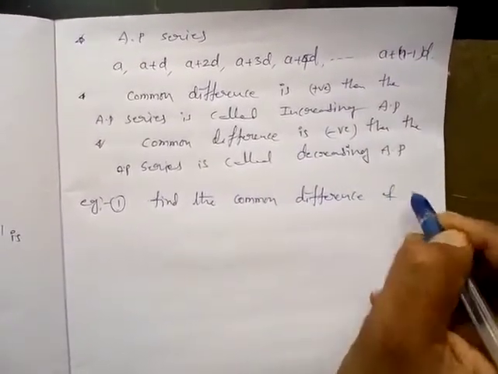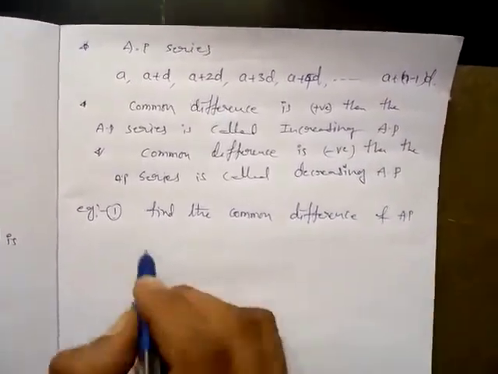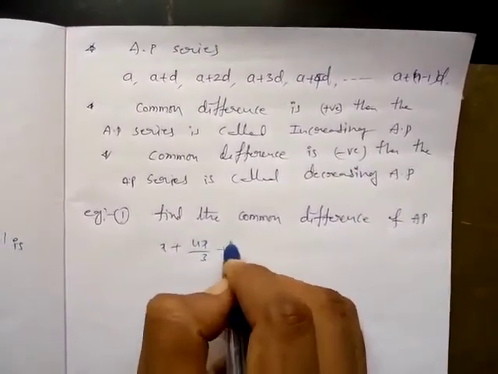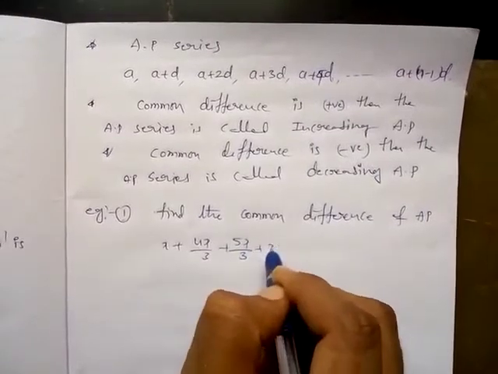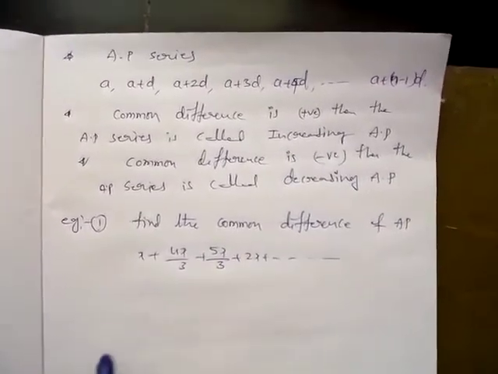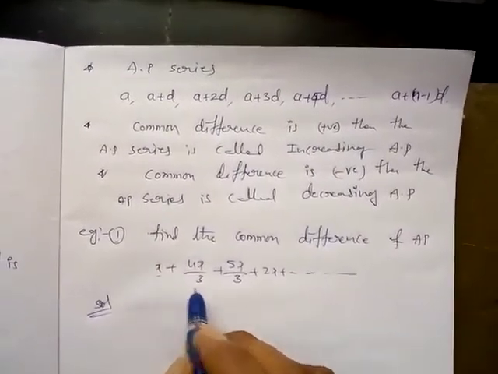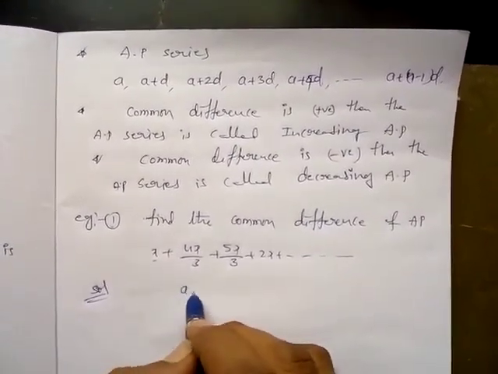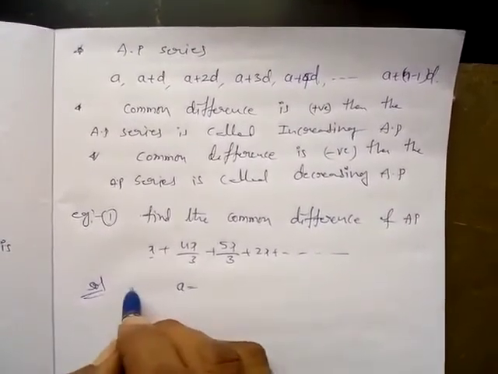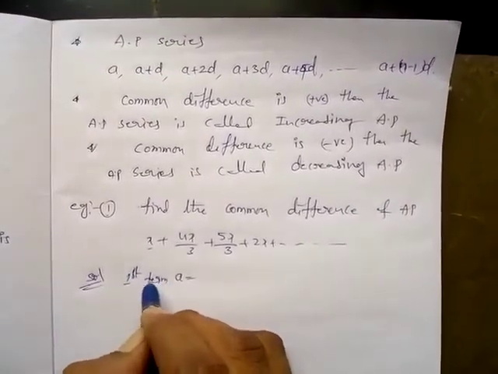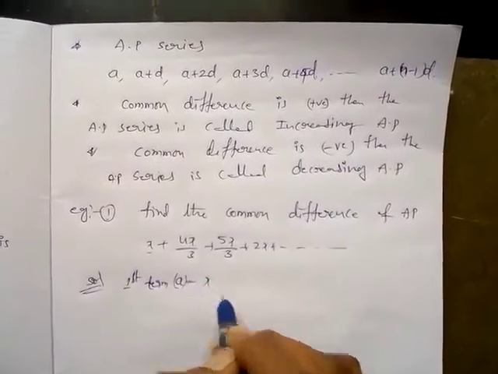Find the common difference of the AP series x, 4x/3, 5x/3, like this. So this is the first term, denoted with A. A is equal to first term, A is equal to x.